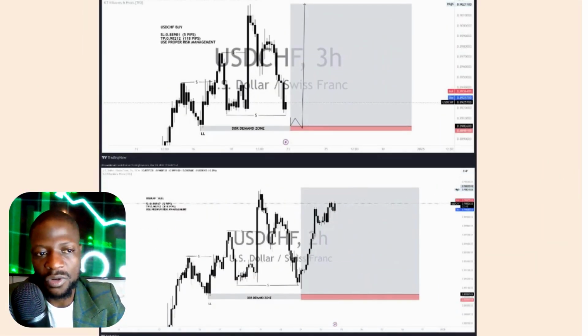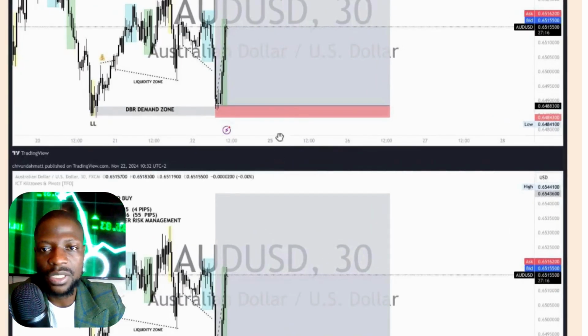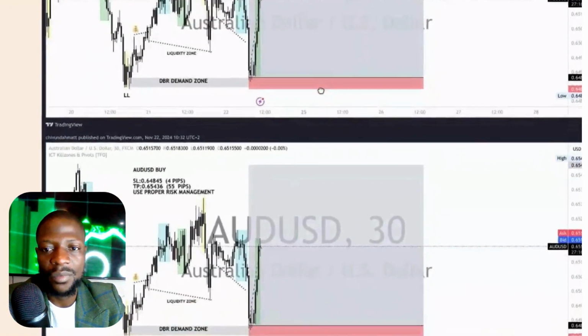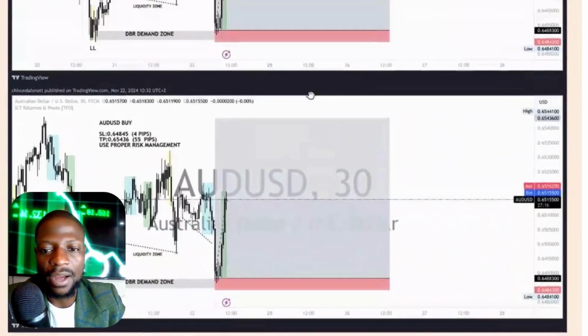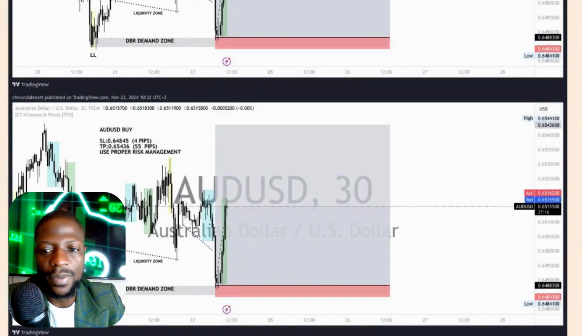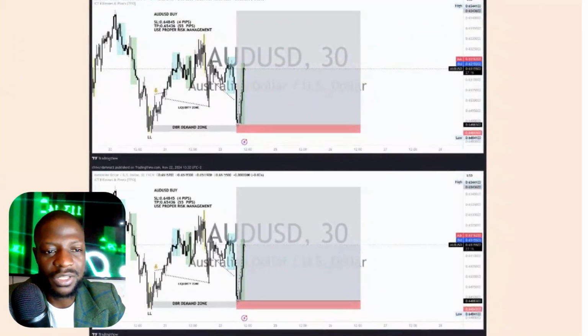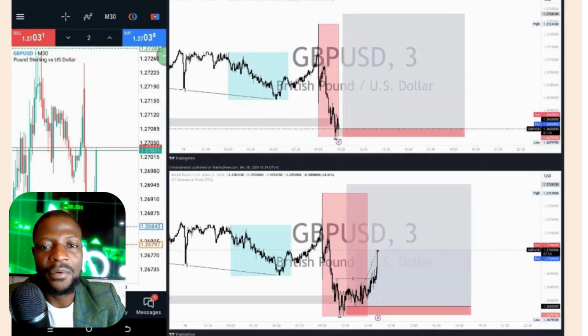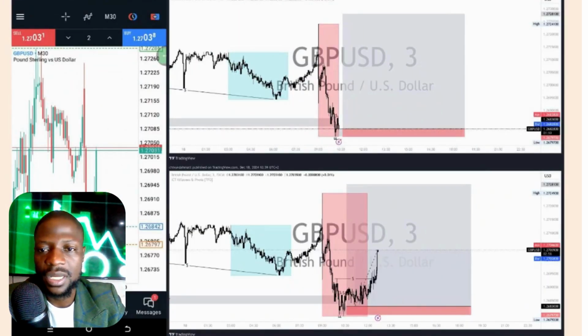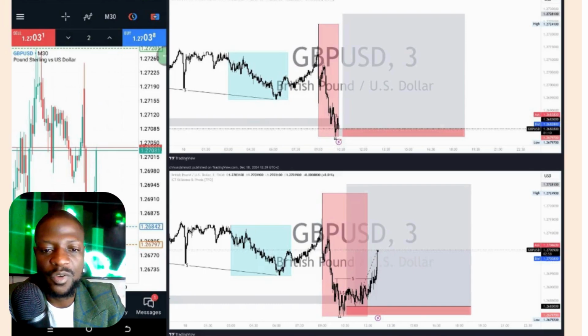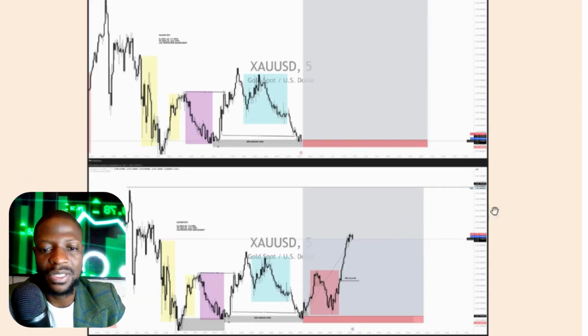Then another one was USD CHF. I think I've shown you this one already. And then another one was AUD USD. What do we have right here? We have a drop base rally, broke structure to the upside. Market takes out the liquidity, comes into our area, and then just pushes to the upside like crazy. Another one was this particular trade on GBP USD. Basically the same concept.